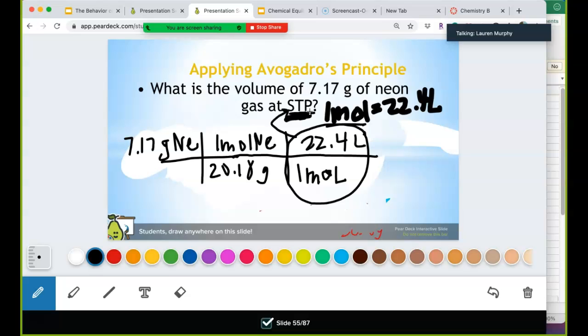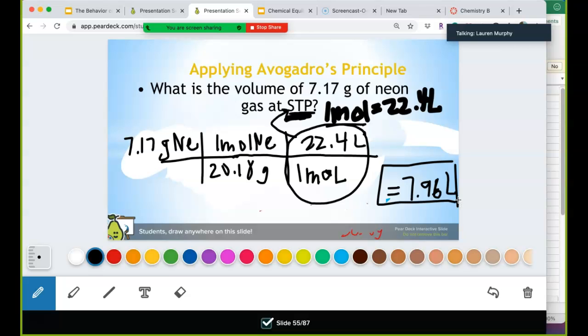So calculate it out, and you're going to get the same exact number as we just got, the 7 point whatever it was. So 7.17 divided by 20.18 times 22.4 is 7.96 liters. Isn't that what we got before? Yes. So the whole point is either route gets you the same answer.